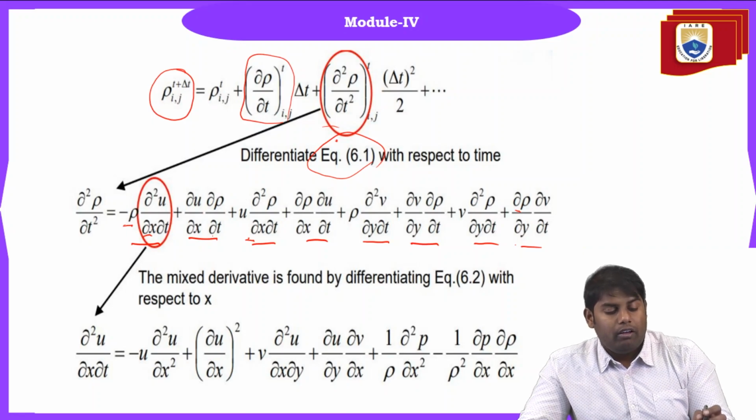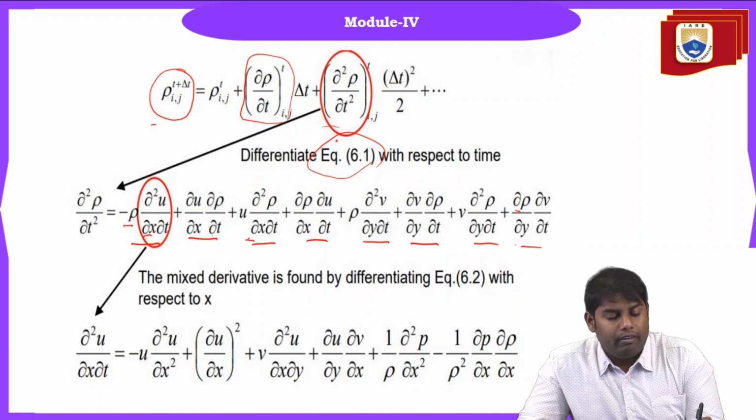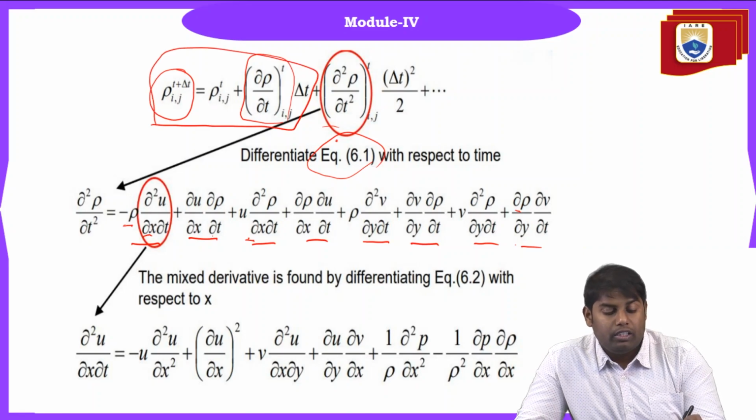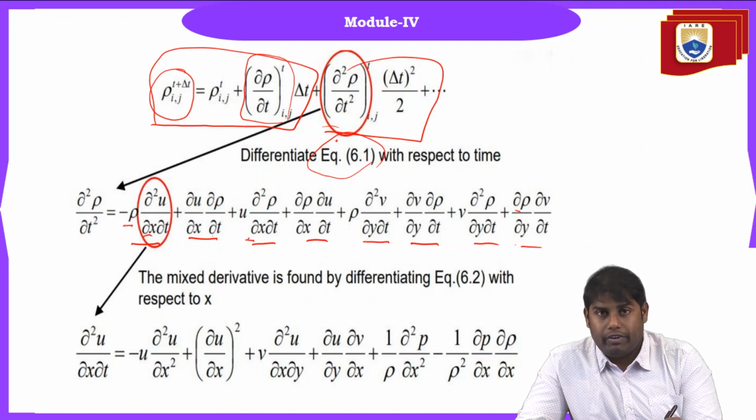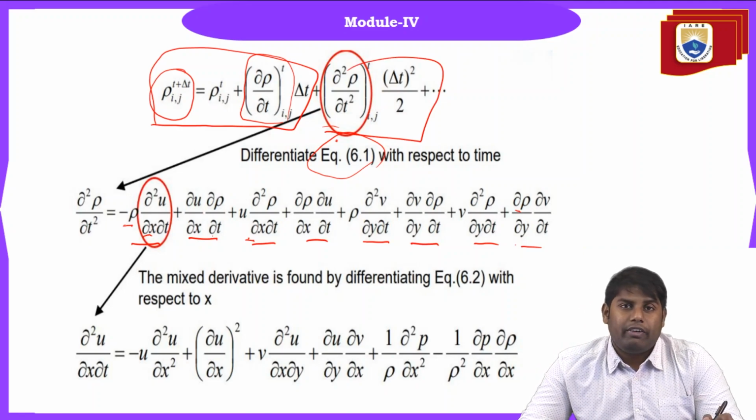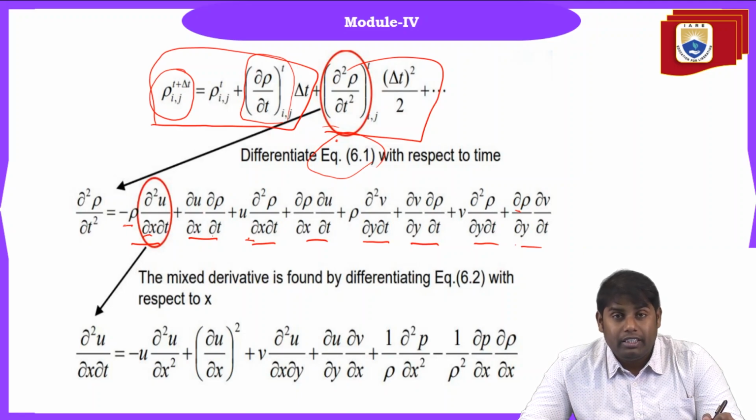So therefore, when we take only these terms, we will have order of accuracy of delta t. When we include this term, we will have order of accuracy of delta t square. The main motto of the Lax Wendroff technique is to have the order of accuracy of delta t square and the order of accuracy of delta x square. That is why we are doing lengthy numerical approximations.